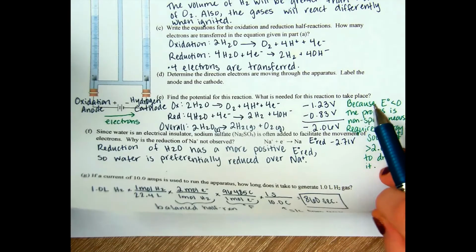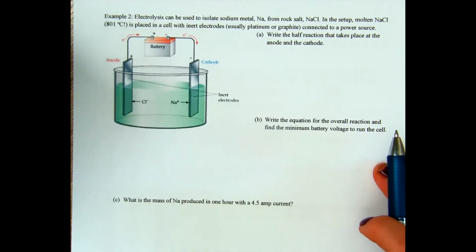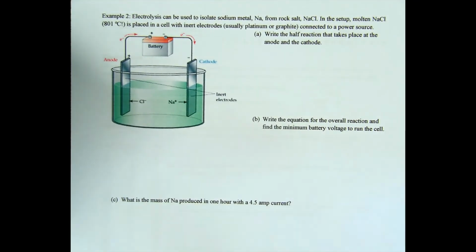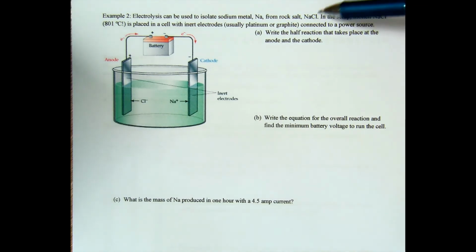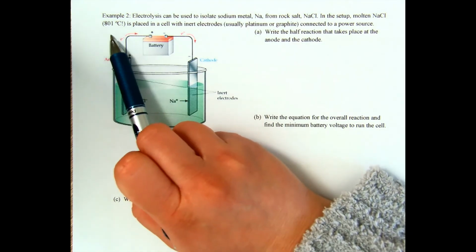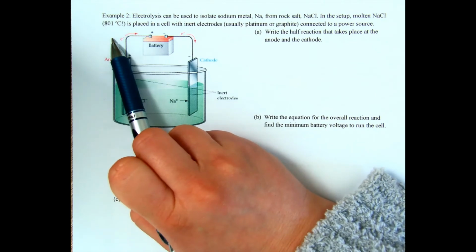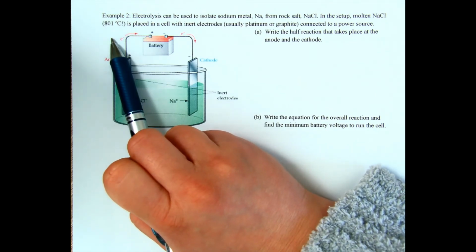Now let's try another example. Let's look at something else. Looking at example 2, electrolysis can be used to isolate sodium metal from rock salt, NaCl. So you can take that sodium metal out of NaCl. But in the setup, you need molten sodium chloride. That is 801 degrees Celsius, an unimaginably high temperature. It's crazy to get molten sodium metal.